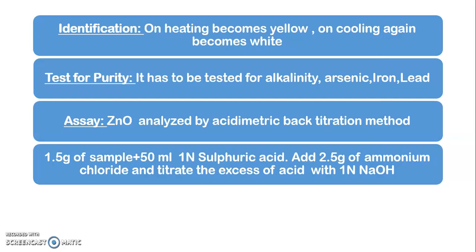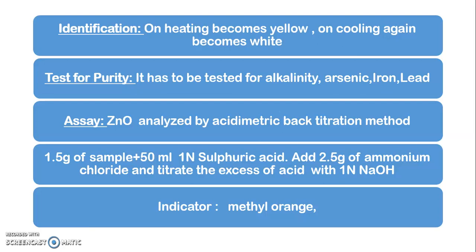So in this method, we take 1.5 grams of zinc oxide. To that, add 50 ml of 1 normal sulfuric acid. Then add 2.5 grams of ammonium chloride and titrate the excess of acid with 1 normal sodium hydroxide solution using methyl orange as indicator.